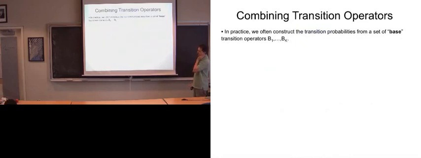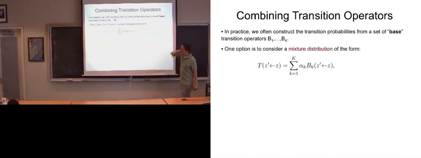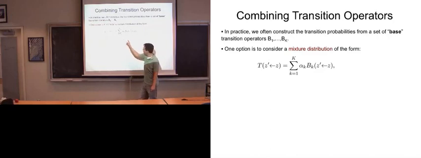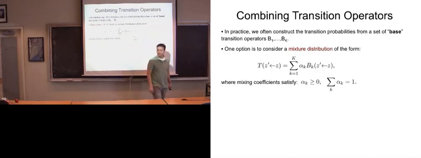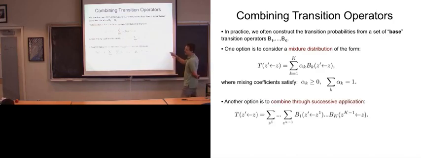Now, one of the key principles here is that in practice, we can also construct the transition probabilities from a set of base transition operators, B1 up to Bk. One option is to consider mixture distributions of this form. It's a very commonly used technique in practice where you have multiple transition operators, and your overall transition operator is a mixture of these base transition operators. Okay? There are mixing coefficients, it's almost like a mixture model. Another option is to combine base operators through successive applications: you apply the first operator, then the second operator, and so forth, up to the kth operator.